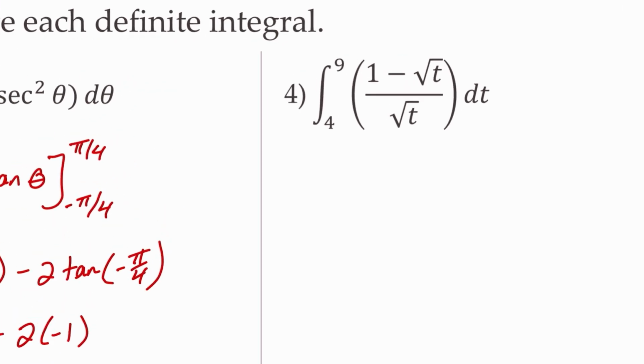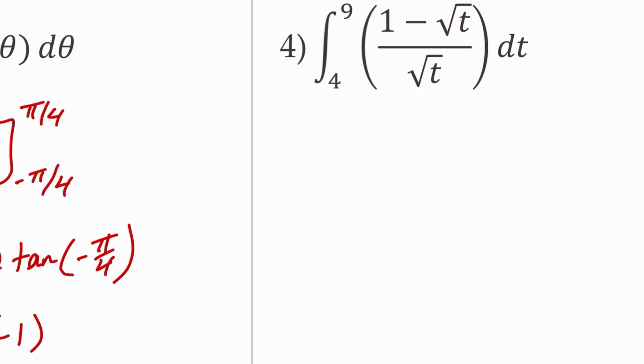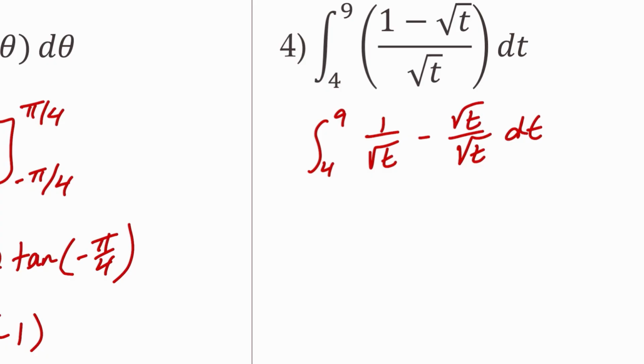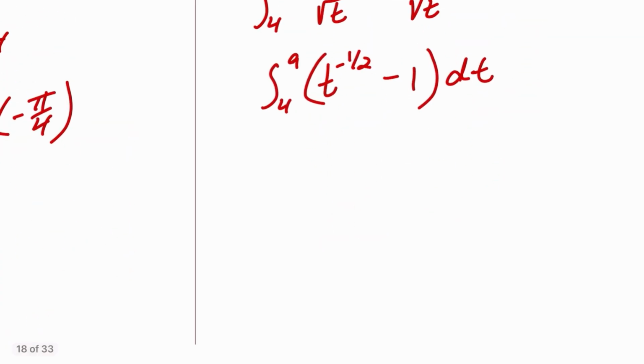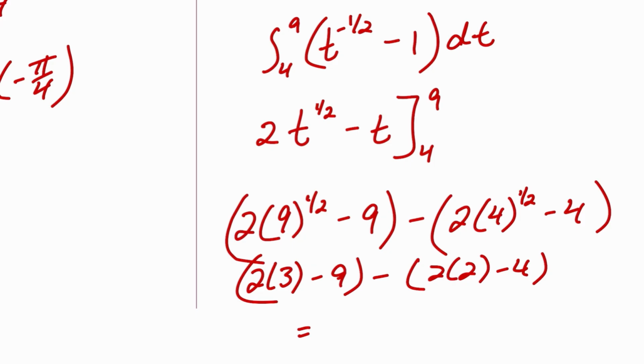And then for number 4, remember, we don't have any sort of quotient rule or anything, so we need to simplify this before we can integrate it. So let's call this the integral from 4 to 9 of 1 over the square root of t minus the square root of t over the square root of t dt. That will be the integral from 4 to 9 of t to the negative 1/2 power minus 1 dt. We'll put parentheses here if you like. And then the antiderivative of t to the negative 1/2 will be t to the positive 1/2 divided by a half, which is multiplied by 2, minus t, that we evaluate from 4 to 9. Plug in the upper bound, and that's going to work out to be negative 3.